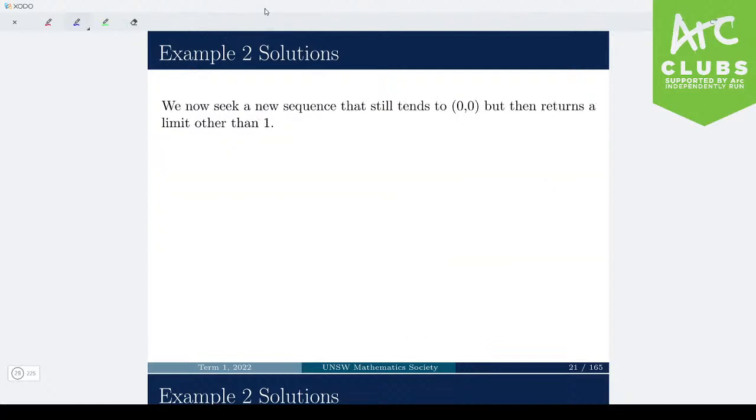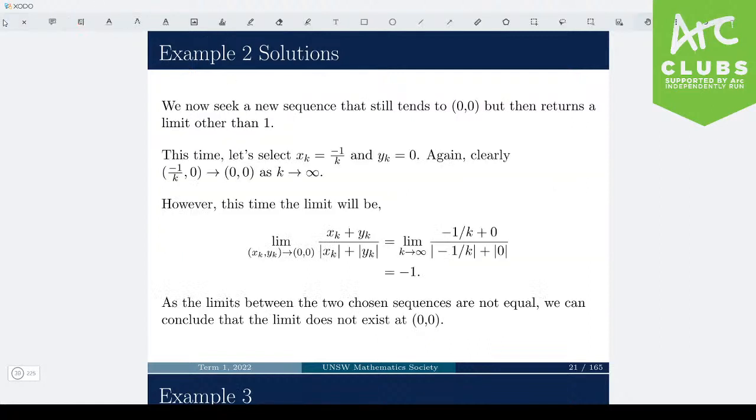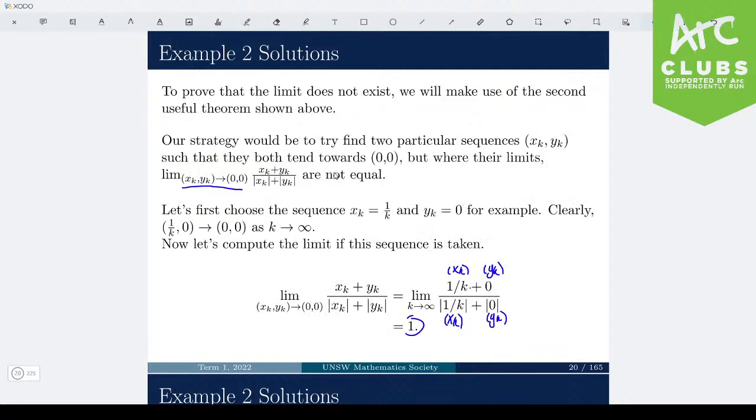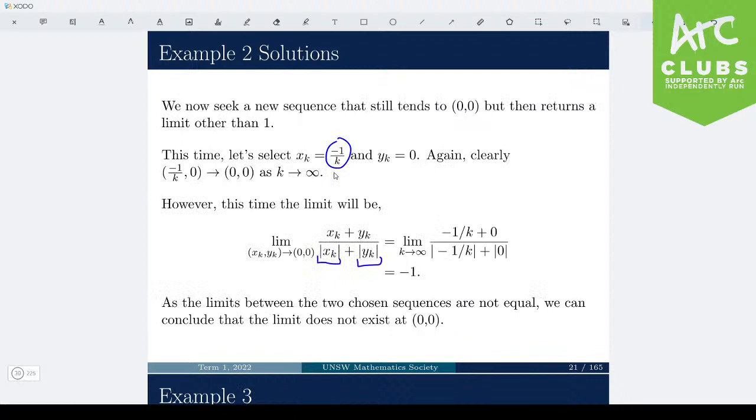Okay, so let's move on. This time, let's just choose x_k equals -1 on k instead. The intuition behind choosing this value is that I noticed on the bottom there are absolute values, so I'm guessing that if I choose the negative of what I chose before, it would result in a different limit. Let's see that that works out. When we plug it into our function, we get -1 on k plus 0 over the absolute value of -1 on k plus 0. Obviously, this becomes -1 on k over 1 on k, and so that becomes -1.